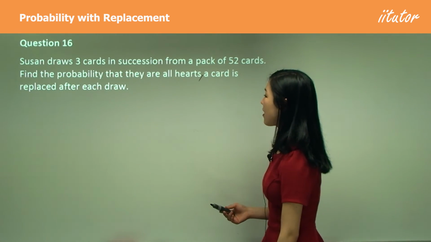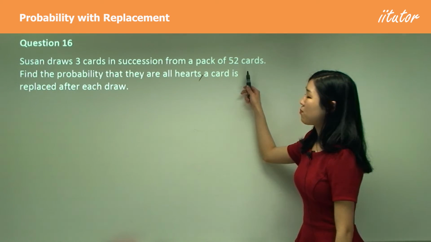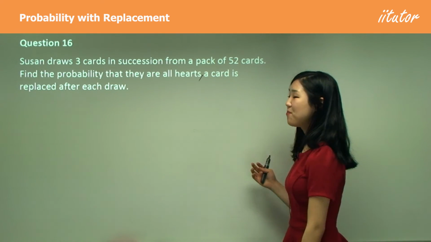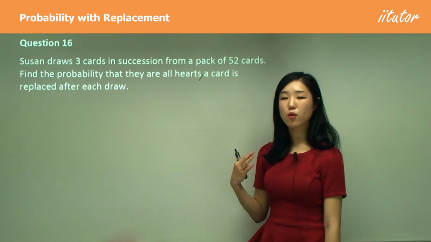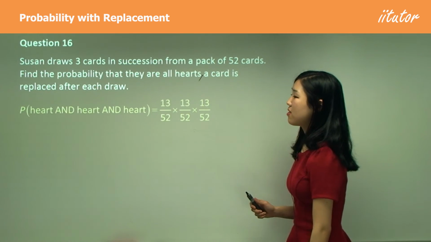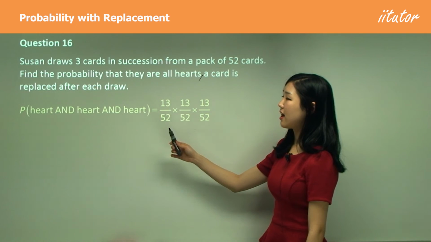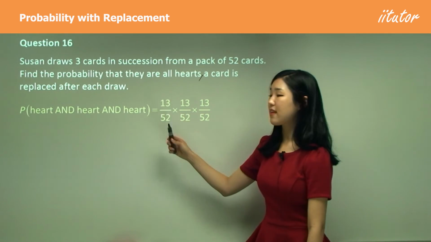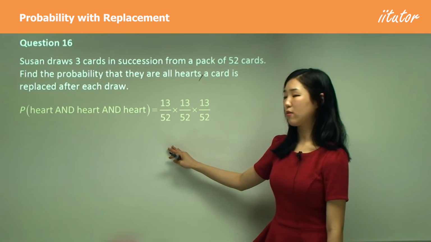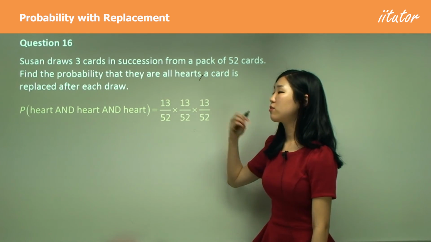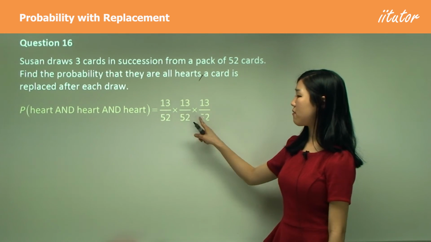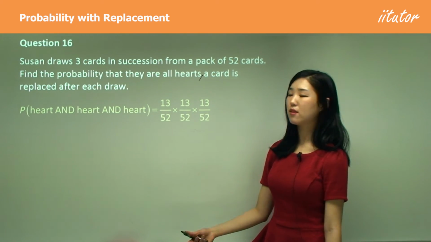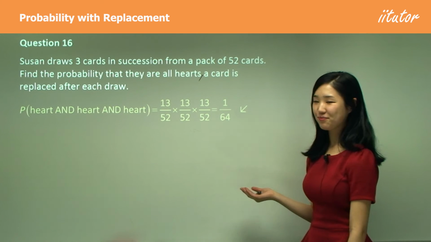So I want to find the probability that they are all hearts, the card questions again. You should be able to tell me how many hearts there are. We know that there are 4 suits, so a quarter of it is hearts. The probability of getting a heart, a heart and a heart is 13 out of 52, which is exactly 1/4 of 52, so that's why we have 13. And then because we're replacing, the probabilities of the next events will be the same because there's the same number of cards left, and you should get 1 on 64.